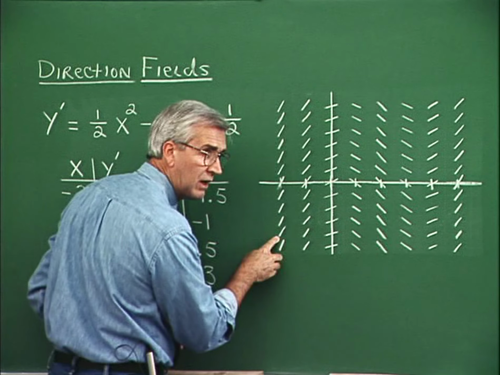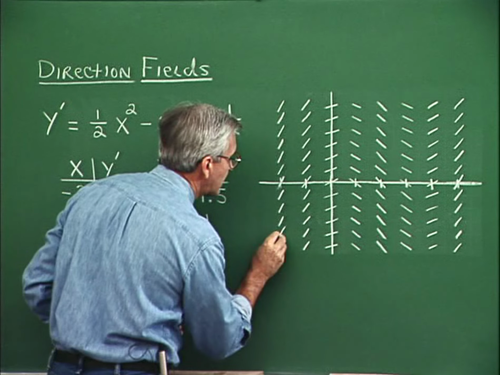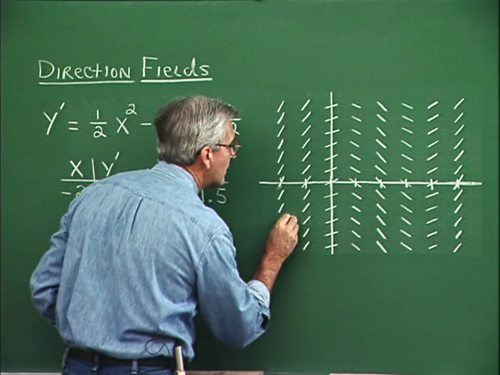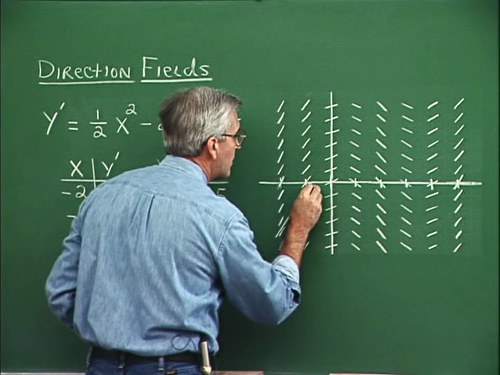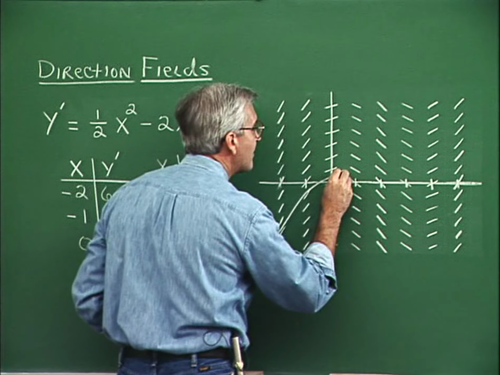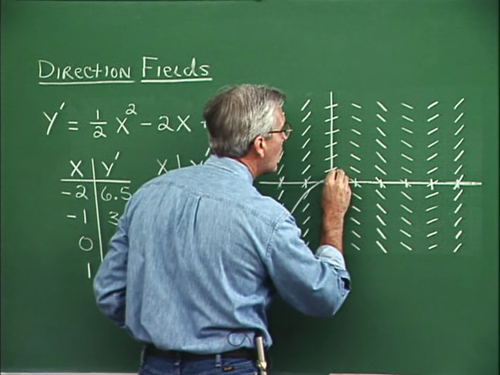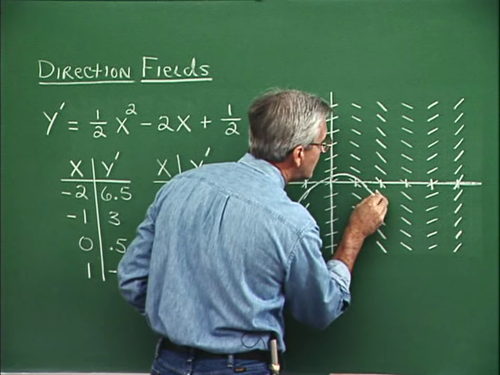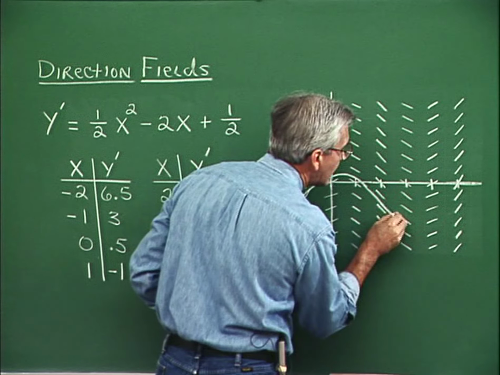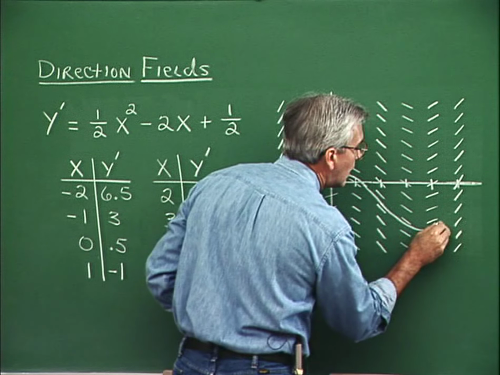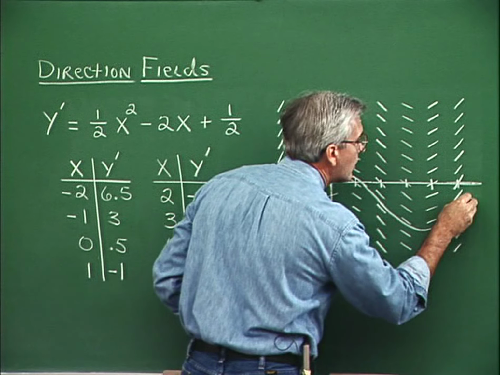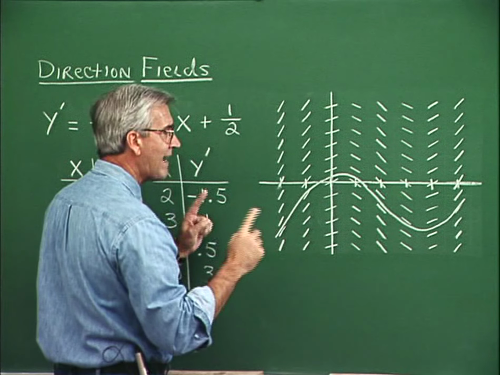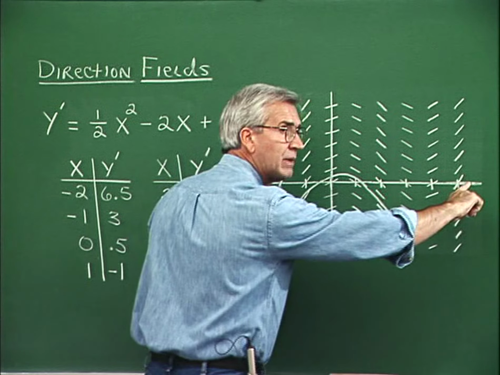Well, it has a slope of 6.5 right here, and that's pretty steep. So it's going up in a rather big way, and then the slope becomes 3, and then the slope becomes 0.5, and then it's angled over right here, so apparently the graph does something like this, and then it comes down. You see, all I'm doing is paralleling those little slopes that I have on the direction field, and so I know that the graph of the antiderivative function has this kind of behavior.